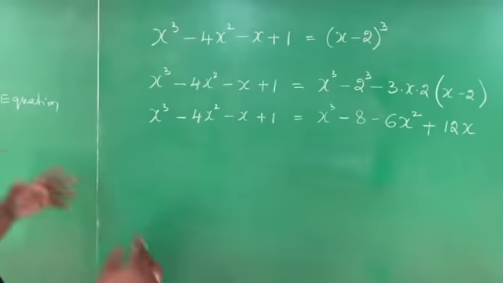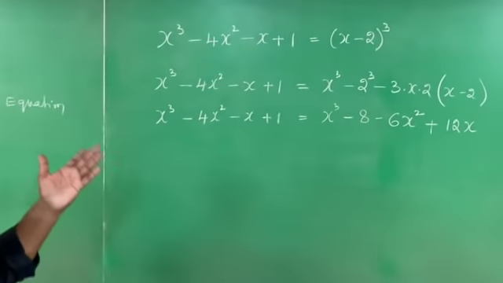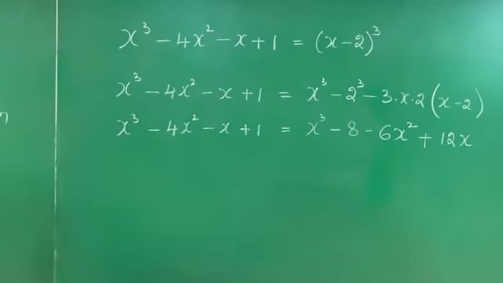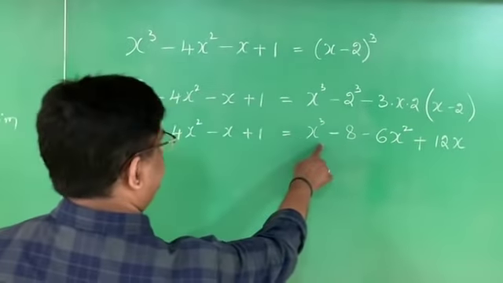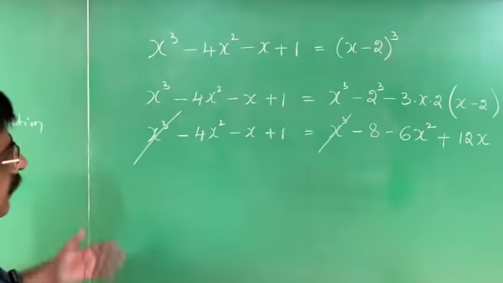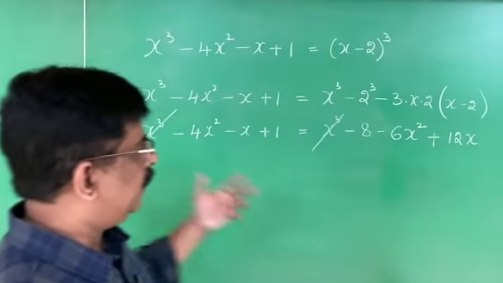Now we have to transfer. Before transferring, if any common factors are there on both sides, we have to eliminate. Here x cube is there, here also x cube is there, I can eliminate. Then there is no other common factor here, therefore I have to transfer.